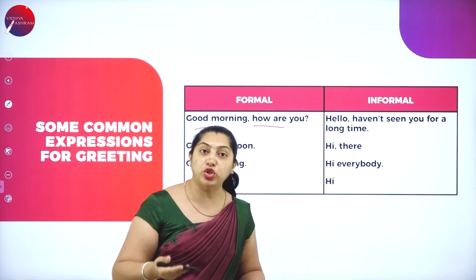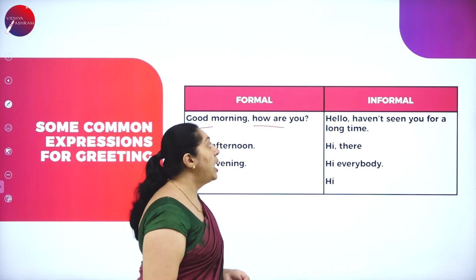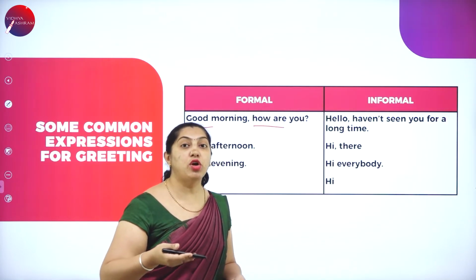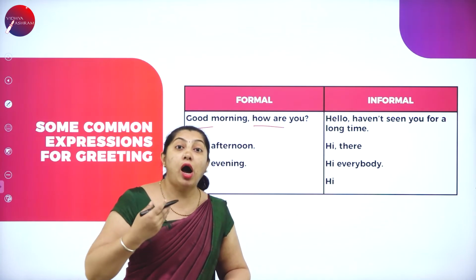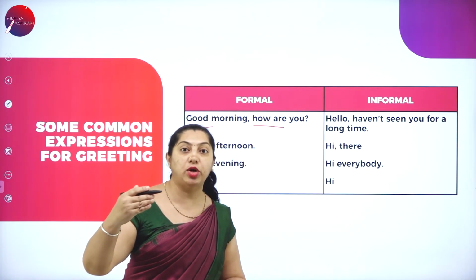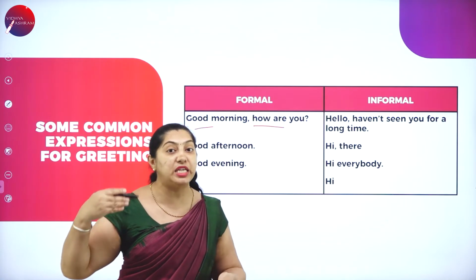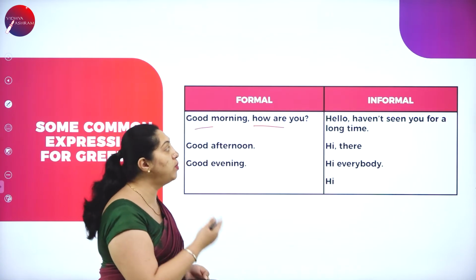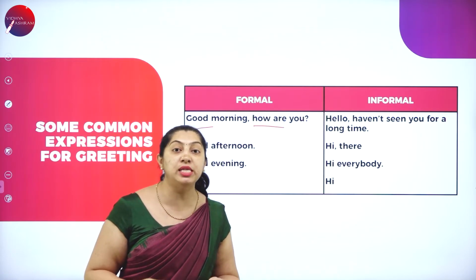And in the informal, when you're talking to your friends, your colleagues, your relatives, anyone it might be, you can use these languages. Hello, haven't seen you for a long time. Hi there, hi everybody, or hi. You begin your conversation with these words. So it is very important for you to know how to start, how to introduce, how to greet a person or how to begin the conversation when you're talking to a person in higher authority and when you talk to your friends and relatives. There is a lot of difference. So the very first important thing is that you should know the formal and the informal way of greeting or introducing people. Only then your language function will be complete, or else it goes wrong.